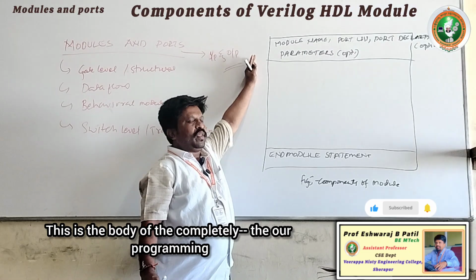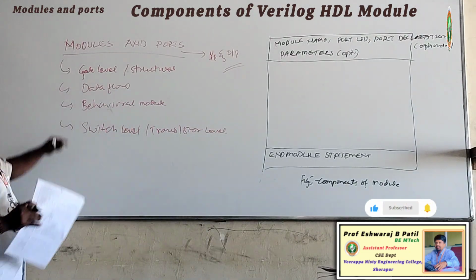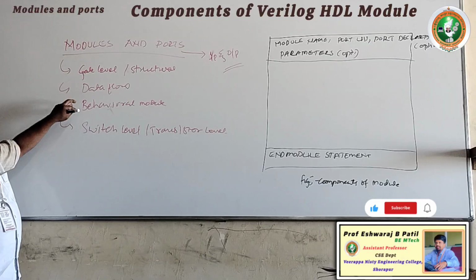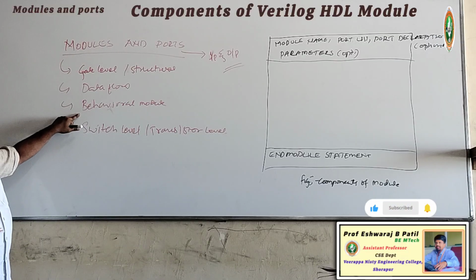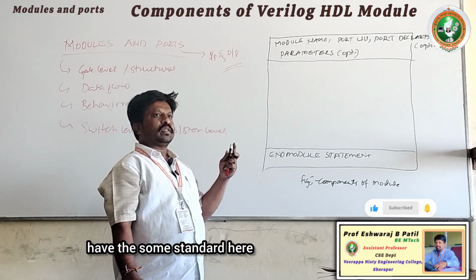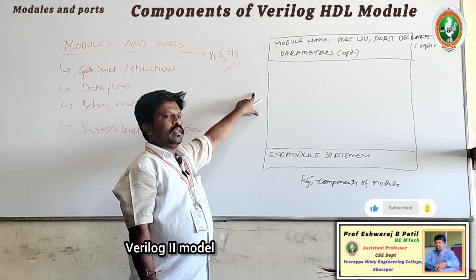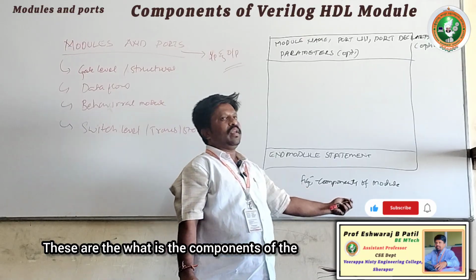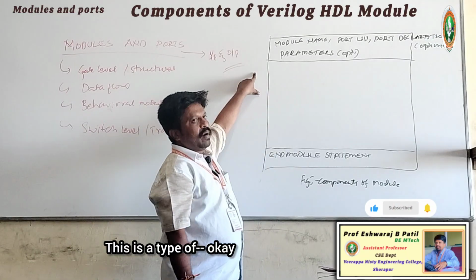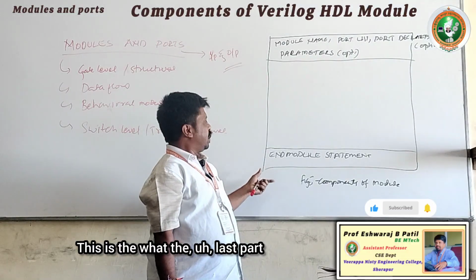This is the body of our programming, whichever we consider: gate level model, data flow model, or behavioral model. But in our Verilog HDL program, we should have some standard. These are the blocks of my Verilog model, the components of the Verilog model. This is the main body header part. This is the last part.